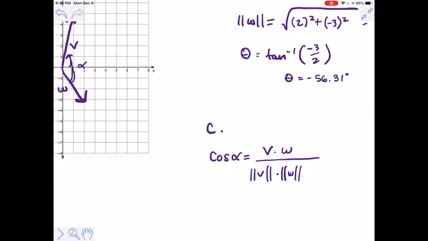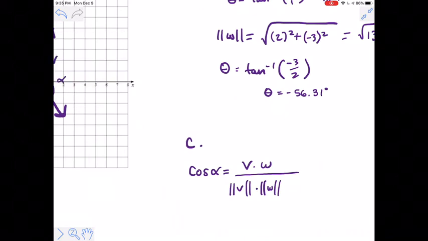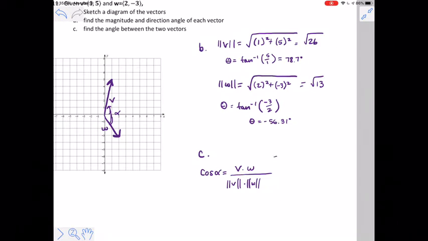Now the dot product is a linear combination. It's the product of the x components added to the product of the y components. So this would be 1 times 2, that's the product of the two x components, and we add that to the product of the two y components. So that's 2 plus negative 15, that's negative 13. And then the product of the two magnitudes, we've already found those: square root of 26 multiplied by square root of 13.